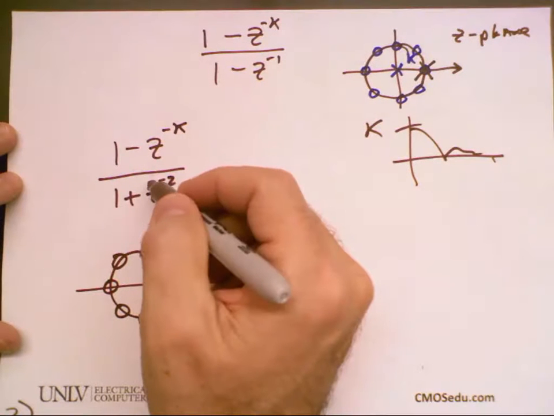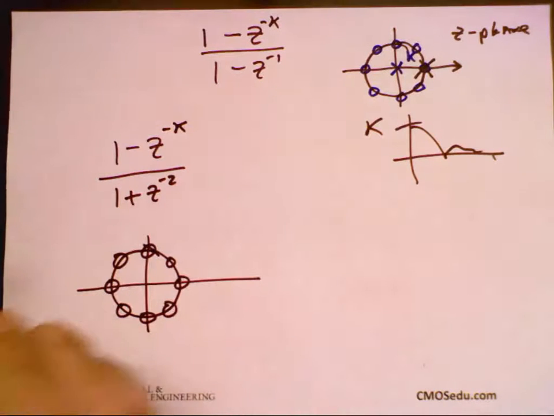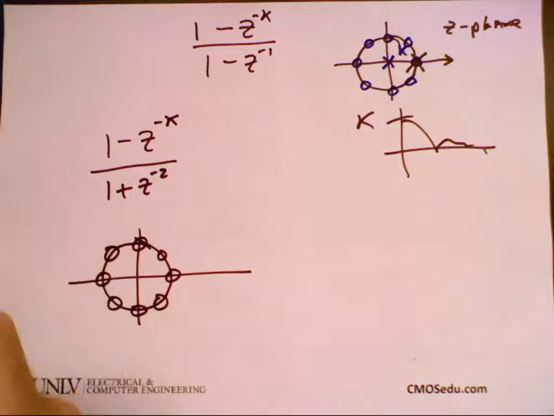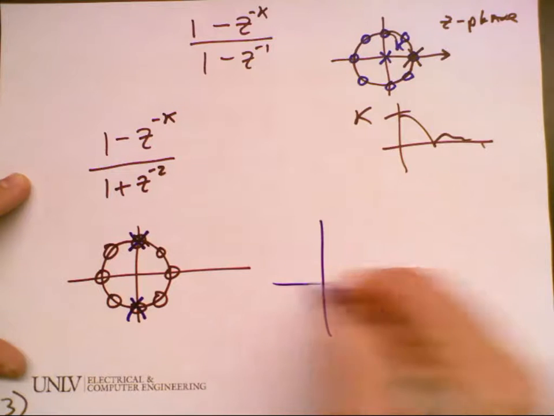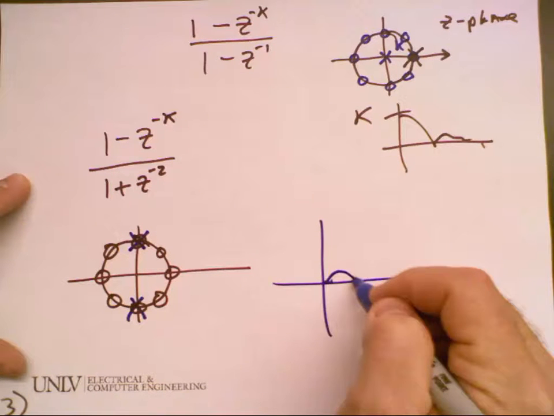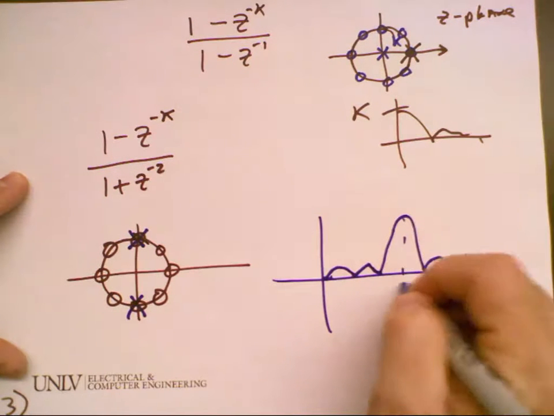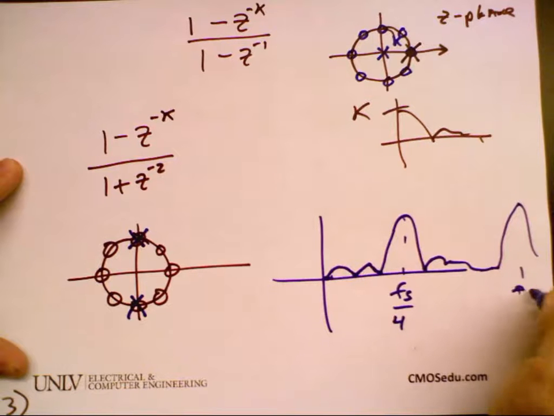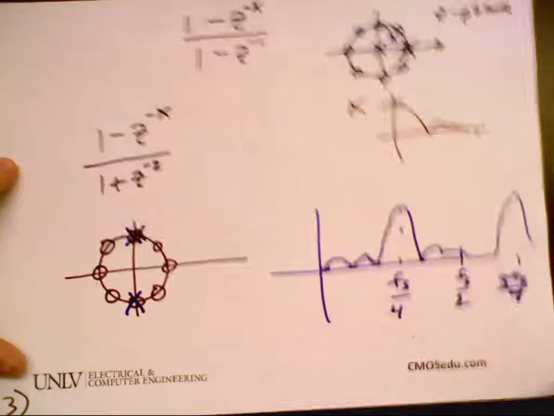Except what is the name for 1 over 1 plus z to the minus 2? It's a resonator. And where are the poles for that? Yeah, plus or minus j. And so what I get from my filter response then looks like this. And this is centered at f sub s over 4 and 3f sub s over 4. And there's f sub s over 2 in the middle. And so it's a band pass response.